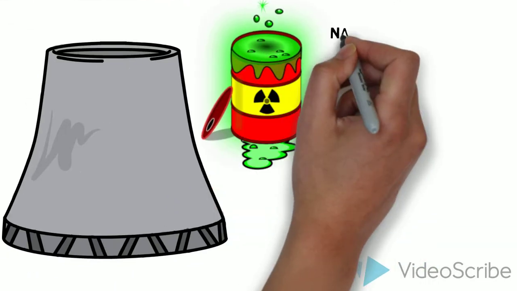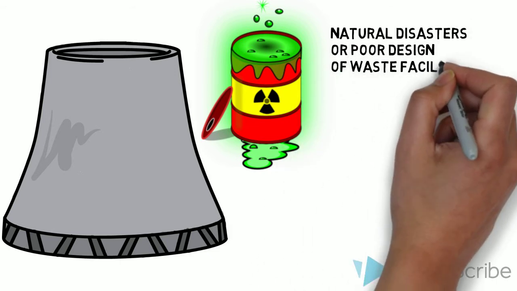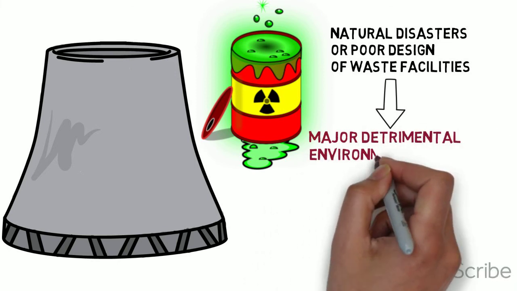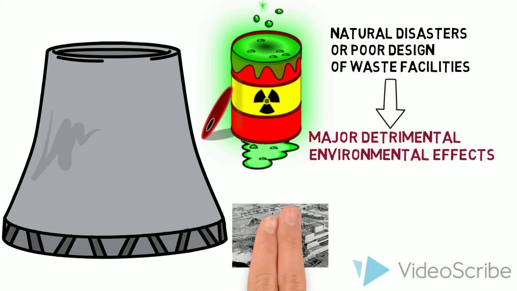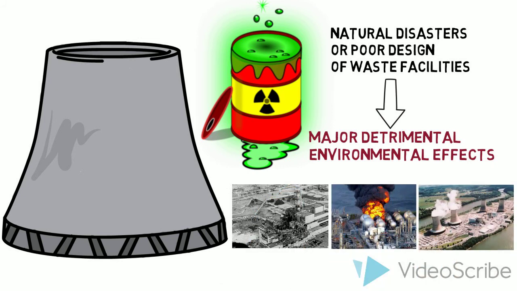The concern with nuclear power is disposal of the used fuel waste. While it's considered relatively safe if properly done, natural disasters or poor design of waste facilities give the potential for major detrimental environmental effects. Popular accidents involving nuclear catastrophes are Chernobyl, Fukushima Daiichi, and the Three Mile Island accident.